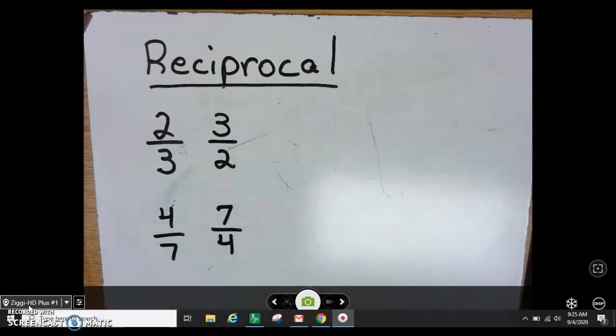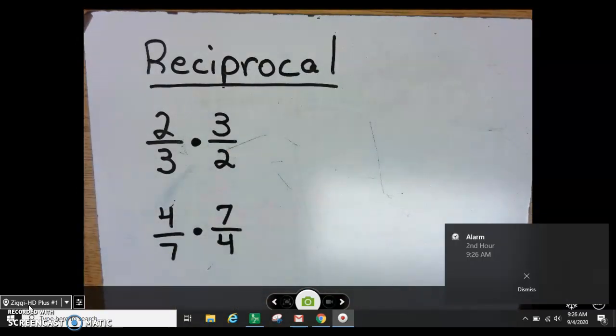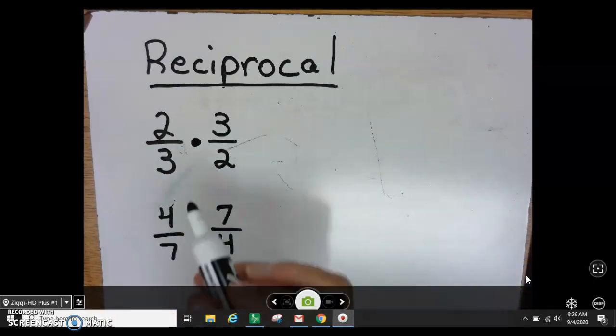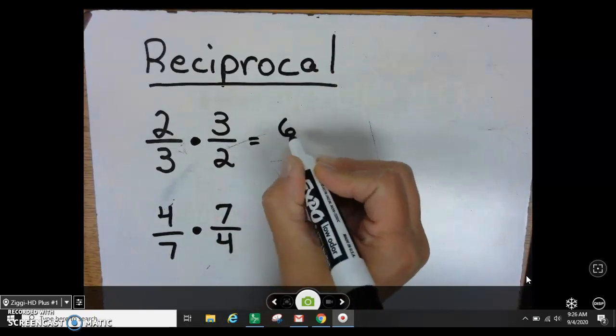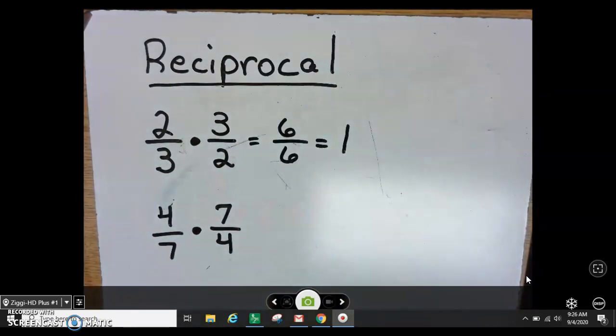Now there's something nifty about this. If we multiply reciprocals, what do you think we get? Do you remember? 2 times 3 is 6. 3 times 2 is 6. 6/6 is 1 whole. So you're always going to get 1 when you multiply reciprocals.